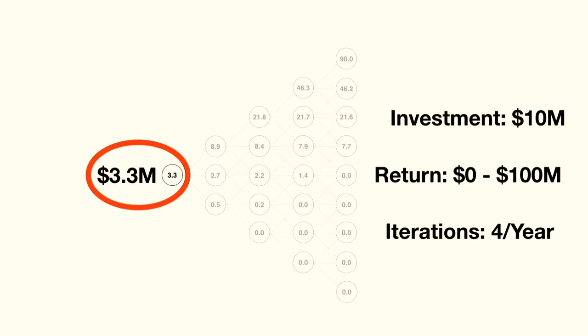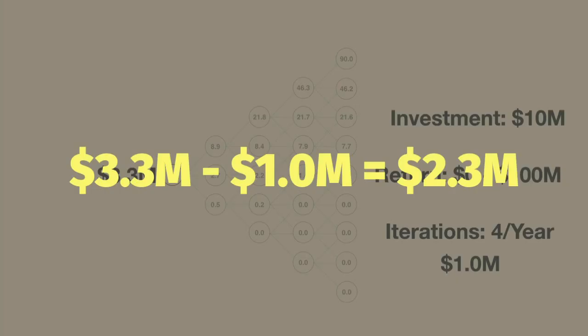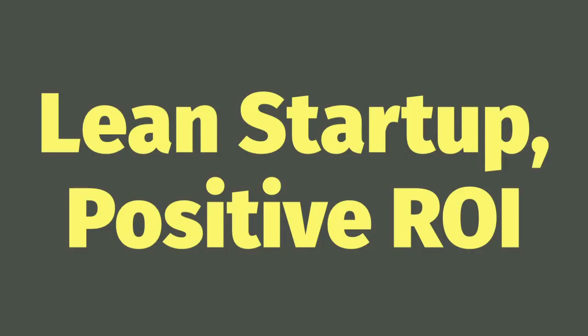Now, that doesn't come for free, the 4 iterations over the course of a year. So you actually have to propose the budget that says, okay, if we need to find out what this answer is, we're going to need some money to do so. So we'll say, over the course of the year, we're going to spend $1 million. Consider this your seed investment. This is your lean startup premium. And so if the value is 3.3, and you're going to spend $1 million to find out the answer as your premium, your return on investment today is $2.3 million. Lean startup, positive ROI. Yes.